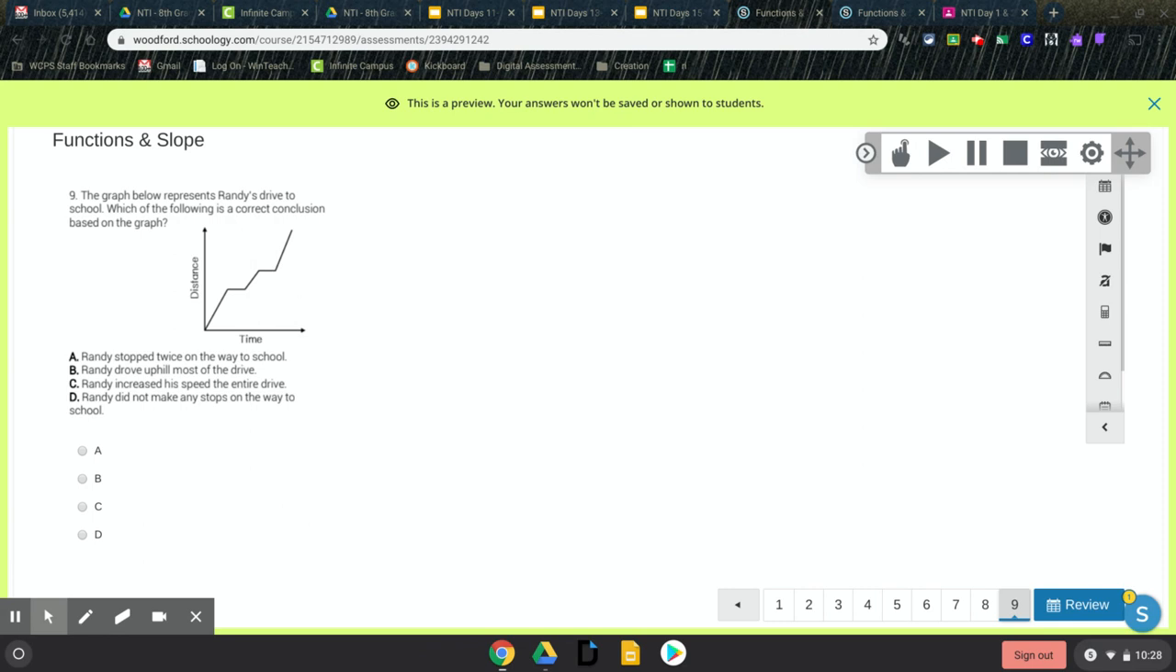All right, and the graph below shows Randy's drive to school. Which of the following is a correct conclusion based on the graph? So just kind of remember what's happening here, moving away, what happens when we flatline, moving away, what happens when we flatline, moving away. And figure out which one of those matches.